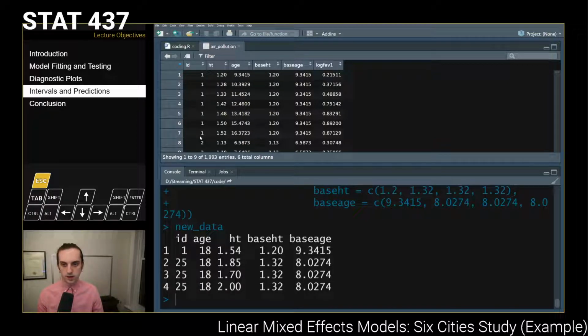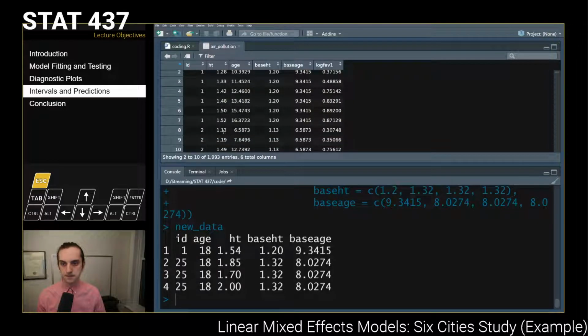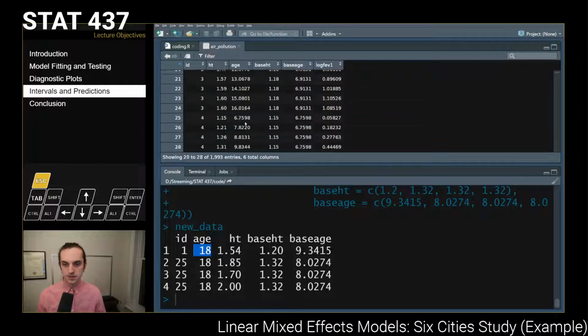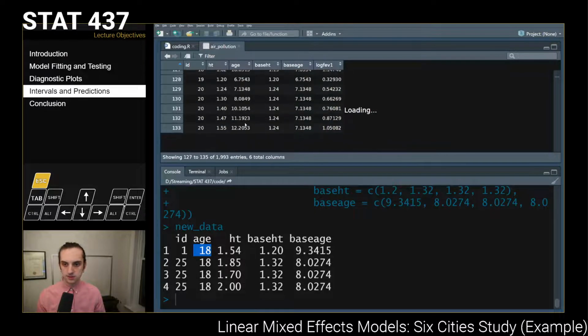Now for individual 1, with this data frame, you can see that we stopped observing them in the data set when they were 16.3 years old, and they were already 1.52 high. So what I'm suggesting is that they only grow another 0.02 over the remainder of the time in this study, but we want to know what their lung function is predicted to be when they're 18 years old.